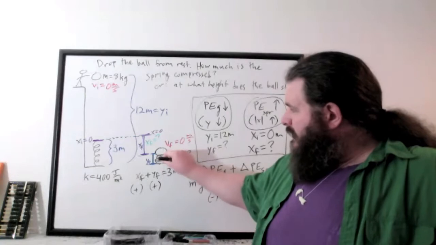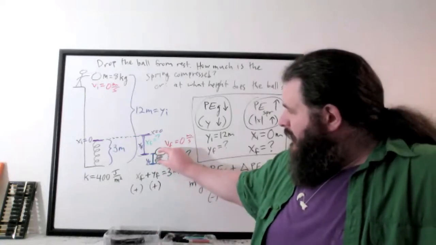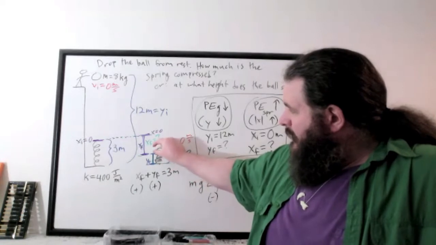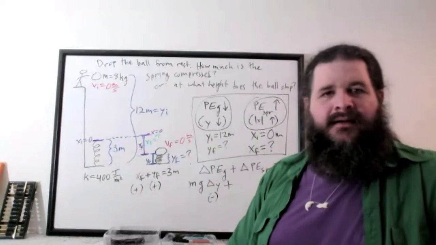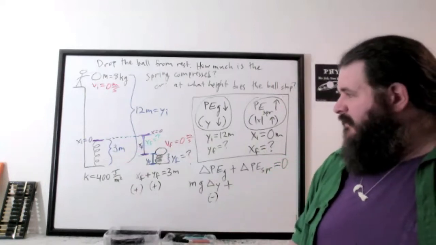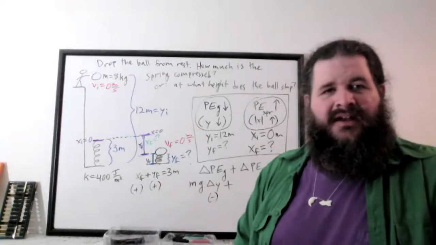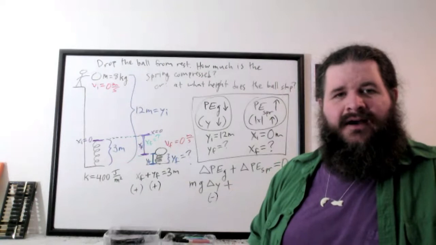Y final, if we're treating these as distances, distances are positive values. Y final is some positive value. X final is some positive value more than that. We're adding two positives together to get 3. Alternatively, you could treat x final as a negative, but then you'd have to write this as subtraction instead of addition. And I think it's going to be easier to just treat both of those as positive values here.